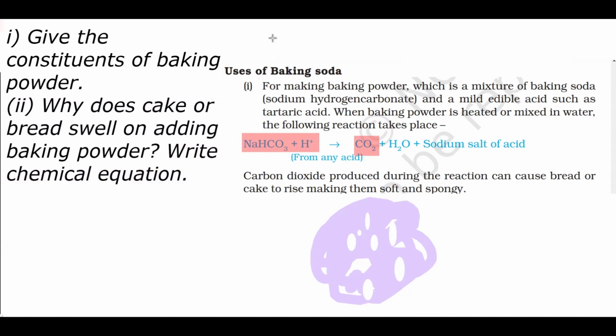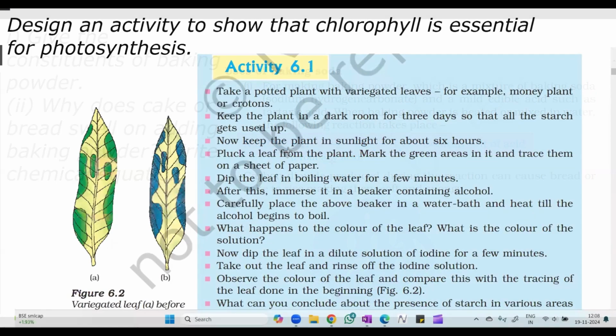So remember, as I said, we don't have to write down the actual molecular formula of tartaric acid. Simply write baking soda, that is NaHCO3 plus H+. On heating, it will give carbon dioxide, water, and the salt of the acid.